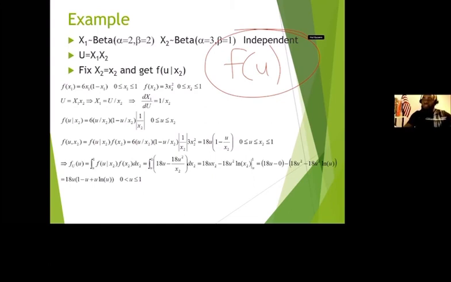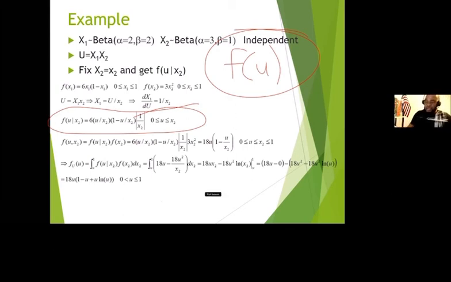But before you can find that, we need to first obtain f of u given x2, because we're using the method of conditioning. The method of conditioning entails first finding f of u given x2, which is what we find right here. What we find right here is not the result, although in a question I can ask you to find this. Now take a look at this. Give me one second. I'm actually going to show you something now.